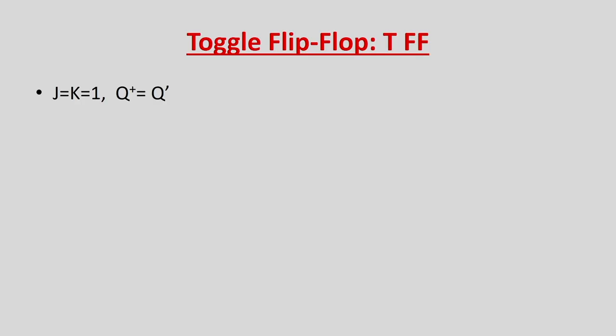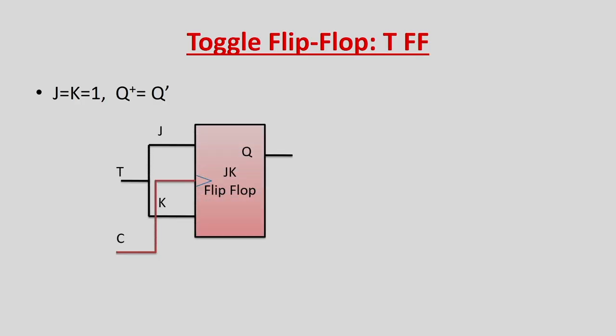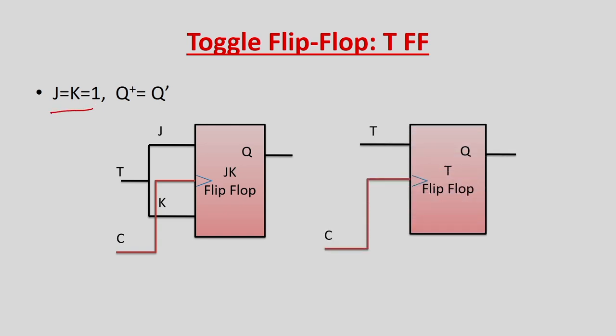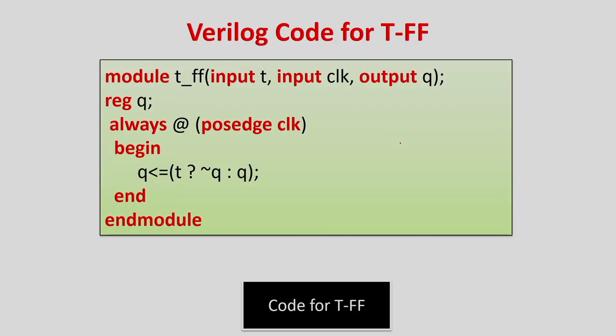And toggle flip flop is the T flip flop. It can be designed from a JK flip flop. If in a JK flip flop the inputs J and K are both equal to 1, then we get a T flip flop, which can be represented like this. So, directly, instead of doing this, you can combine it into a single line. So, this is the T flip flop and this is the Verilog code for the T flip flop.